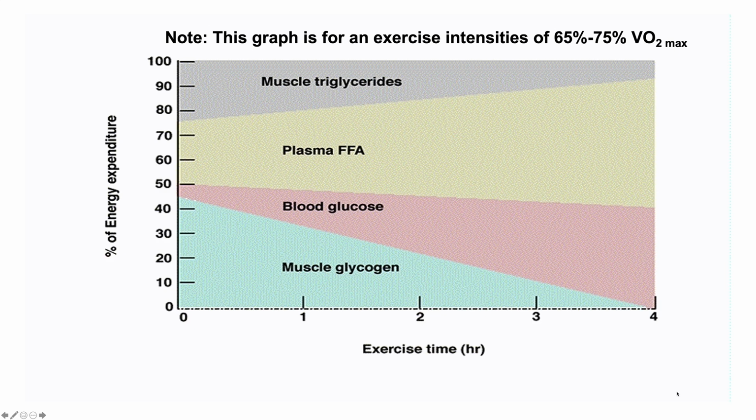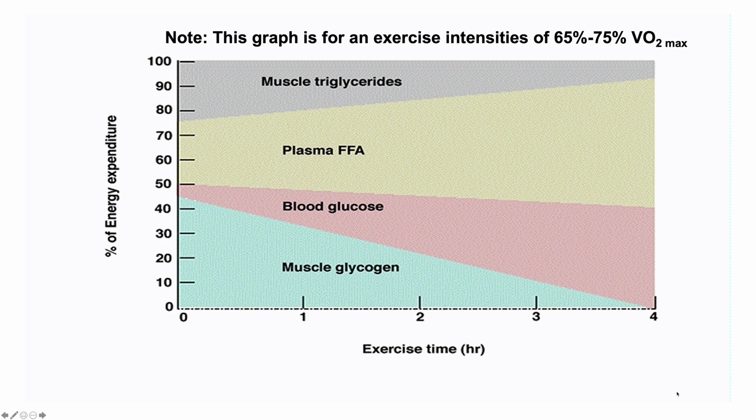In the top, you see muscle triglycerides. So the body is able, and this is a training adaptation, to store triglycerides in the muscle, which is a benefit because those triglycerides are on site, and you could use them right away. Like I said, it's a training adaptation.